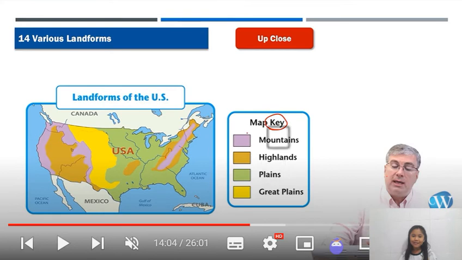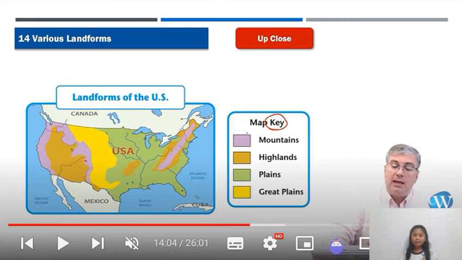It is really easy to look at those mountains. But what if I said, find for me the highlands? You can just see highlands are brown. I can see it's there. There, and there on the map. Right? Well, those are highlands.